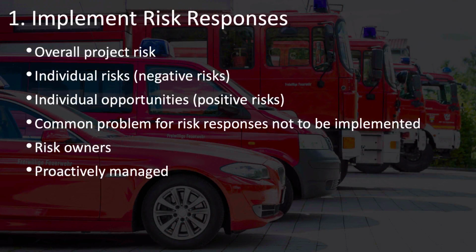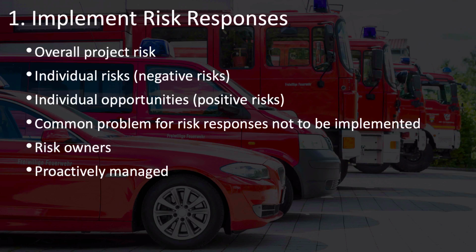Up to this point, you've identified risks and analyzed them and planned risk responses in the plan risk responses process, which is the last step of risk planning. And now it's time to implement those risk responses using this process, which is conveniently named Implement Risk Responses. This process is responsible for implementing the risk responses for overall project risk, as well as for all of the risk responses for individual risks, also known as negative risks, and for individual opportunities, known as positive risks.